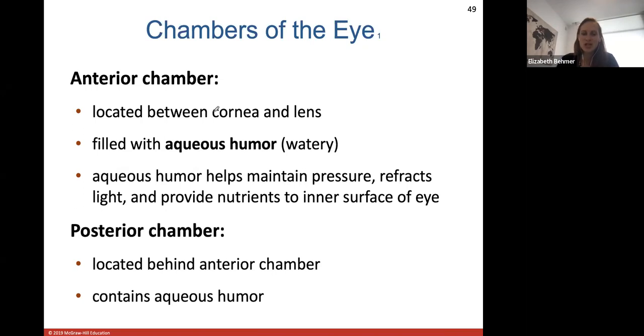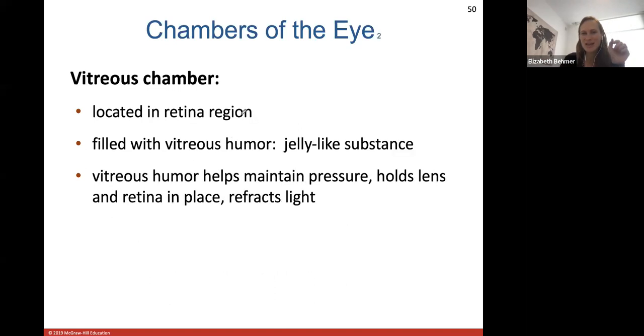The posterior chamber is then located behind the anterior chamber, which also contains the aqueous humor. And aqueous humor, again, is the watery type of fluid. So the anterior and posterior chambers are located between the cornea and the lens, and I'll show you a picture of that here.